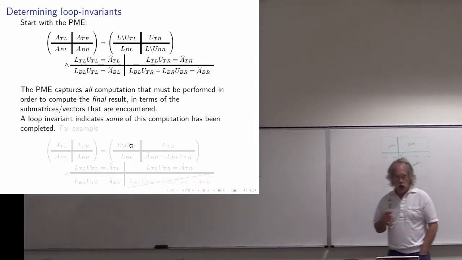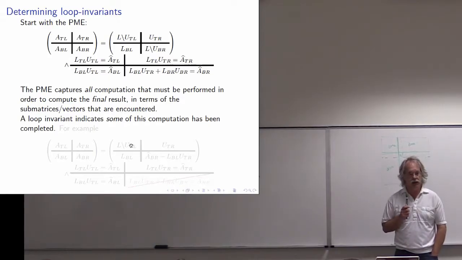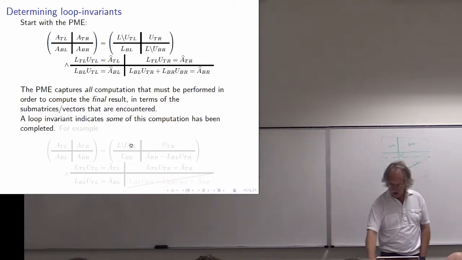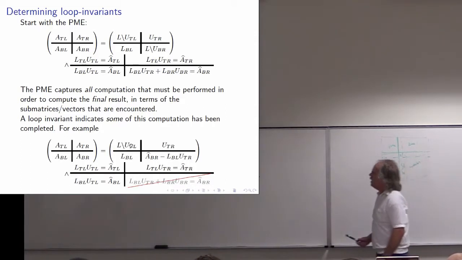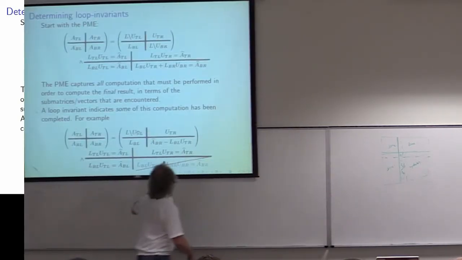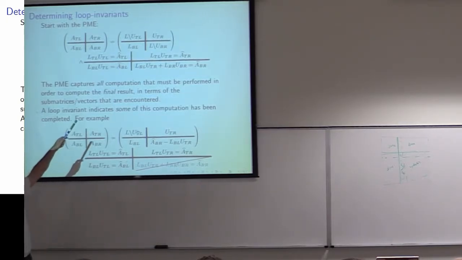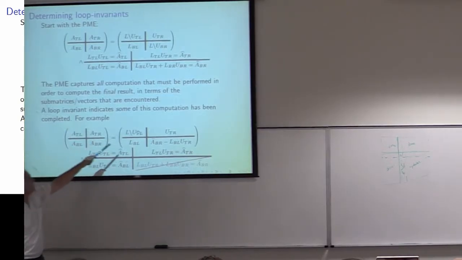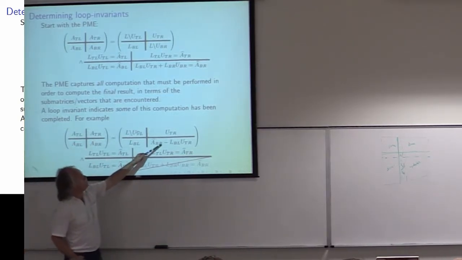Now, a loop invariant, I would then say, is, instead of expressing everything that must be done, something is not yet done because we're still having to execute the loop to get finished. So what you do is you look at your partitioned matrix expression and you indicate that something is not quite done. If you look very carefully up there, when we're completely finished, the bottom right corner must be updated with the LU factorization of the updated matrix.